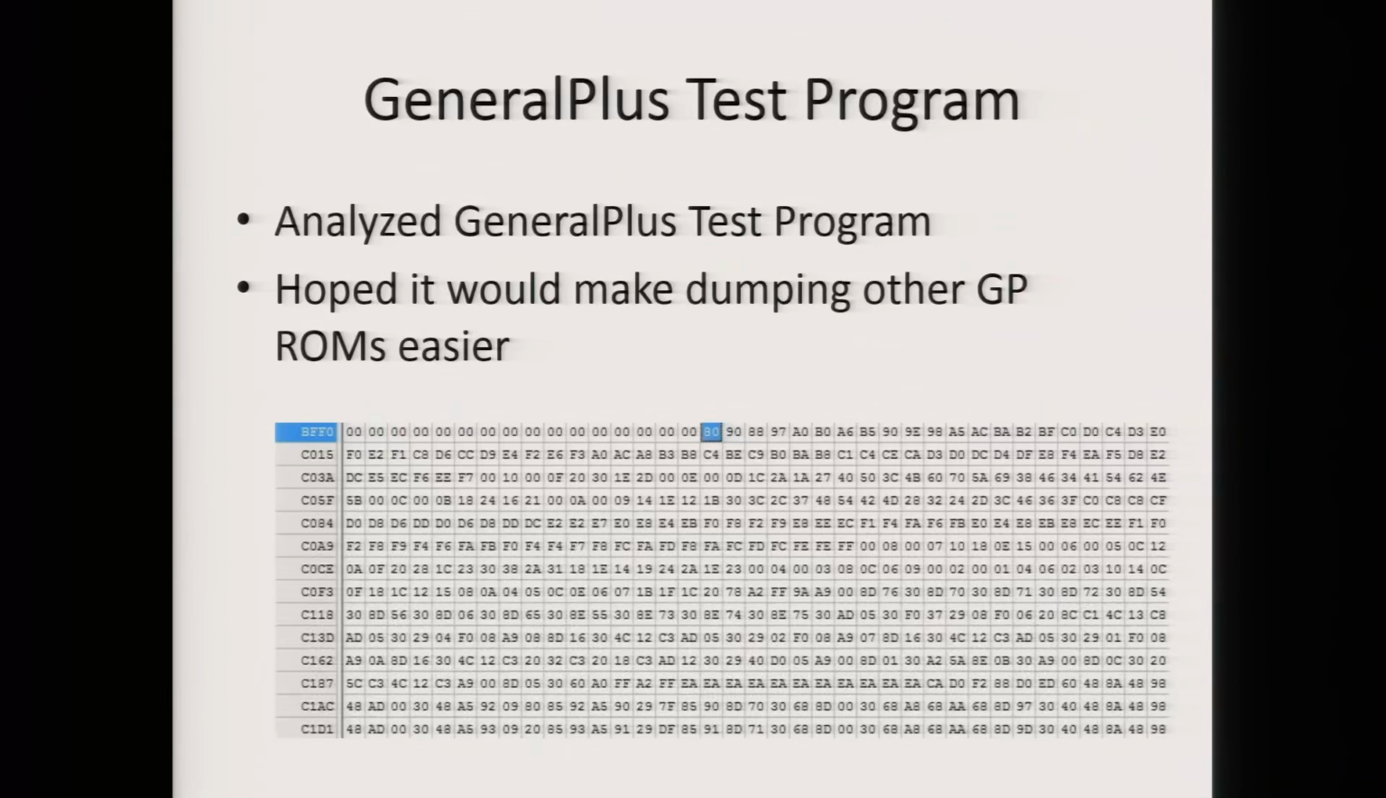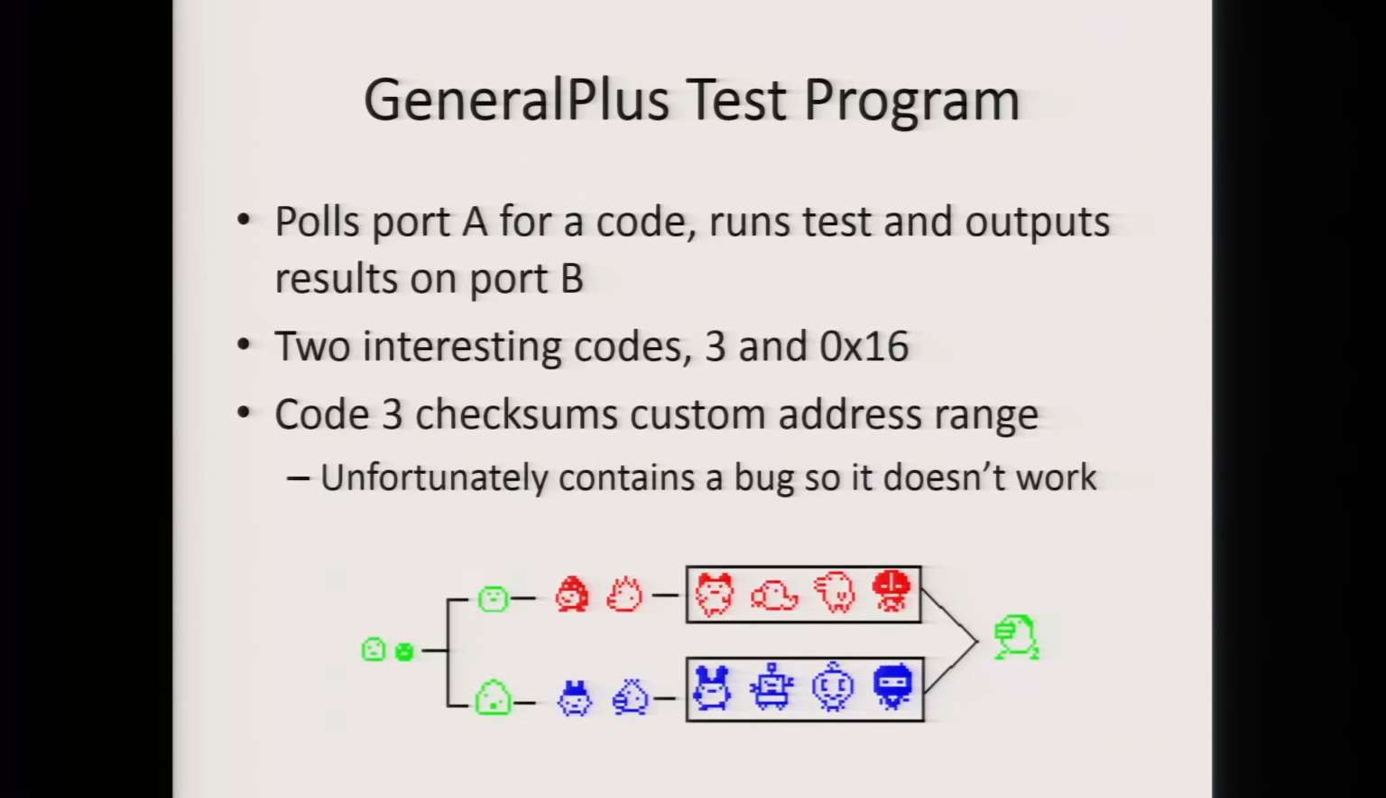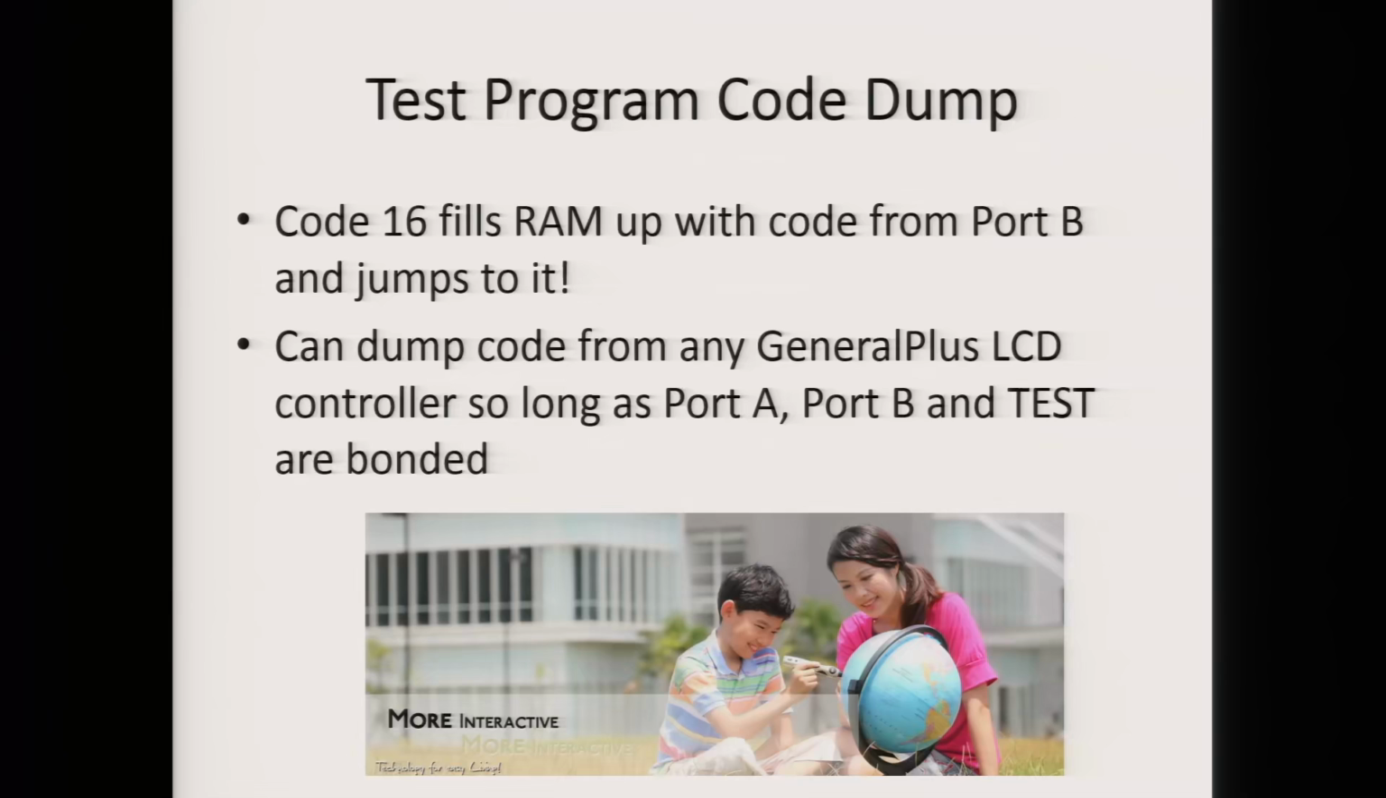So the next thing I did was I analyzed the General Plus test program. And this was of interest to me because, as I mentioned earlier, this is on every single General Plus LCD controller. So I thought it would be useful in dumping, say, older Tamagotchis, and just generally useful for everything that runs General Plus. Basically, I looked at it, and it turns out you start up with the test pin pulled, and then it polls port A for a code, and then it puts output on port B. The most interesting code was code 16, which would actually take code off of port B, fill up RAM with it, and jump to it.